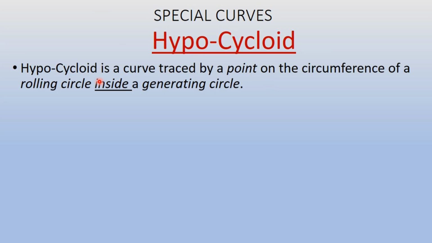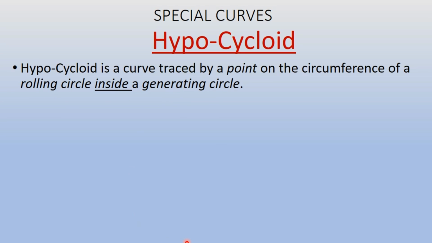Hypo-Cycloid. Again, hypocycloid is a curve traced by a point on the circumference of a rolling circle inside a generating circle. So the difference between epicycloid and hypocycloid is that hypocycloid is a curve traced by a point on the circumference of a rolling circle inside a generating circle. That means the rolling circle is inside a bigger circle, that is the generating circle.